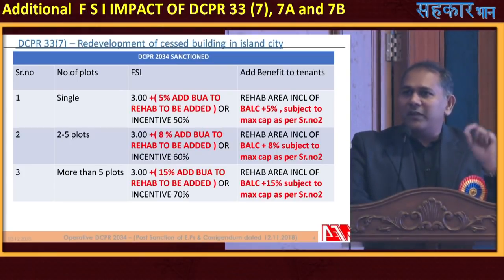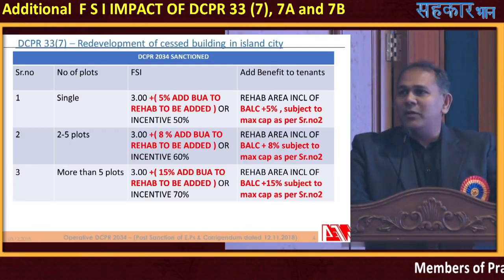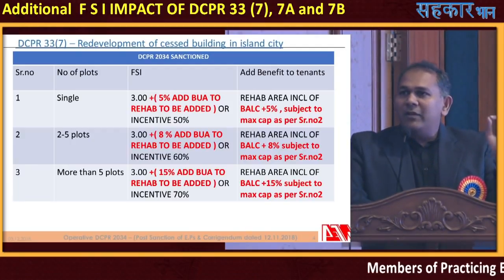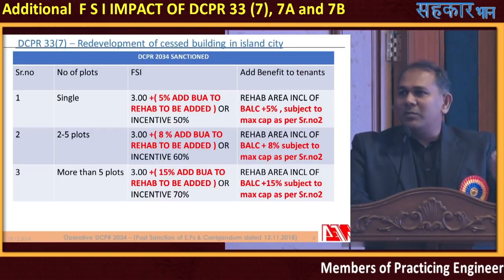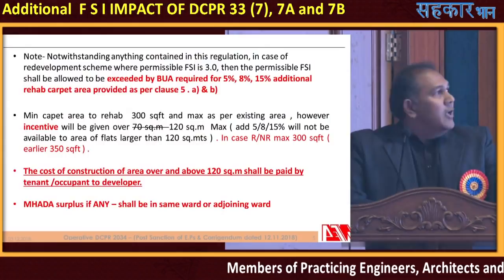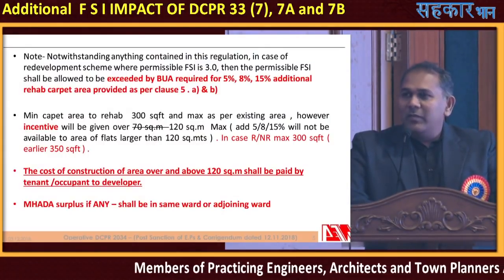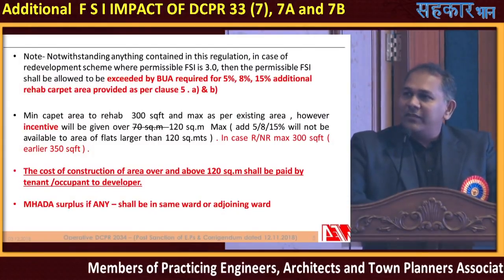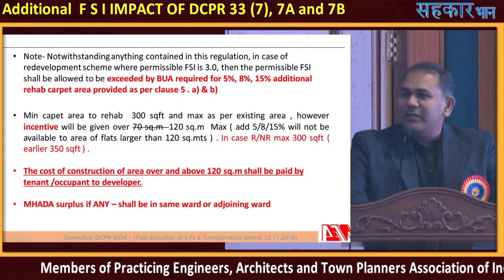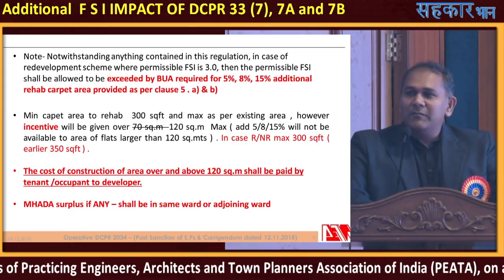Similarly, when you have 2 to 5 plots, it is 8% extra area to tenants, and 8% area will be added over and above to FSI 3. And when you have more than 5 plots, it will be 15% more, so 3 plus 15% of that extra built-up area only. The minimum carpet area is 27.88, plus yes, the 5% has been given, but the maximum limit has been increased from 70 square meters, which was earlier, to 120 square meters. So the incentive now will be available to almost above 120 square meters.